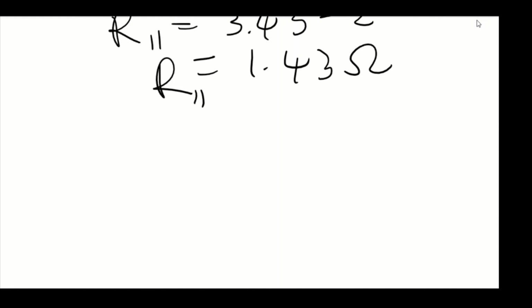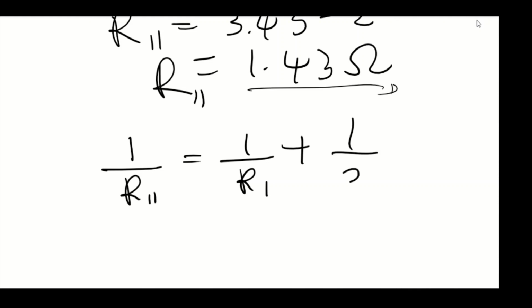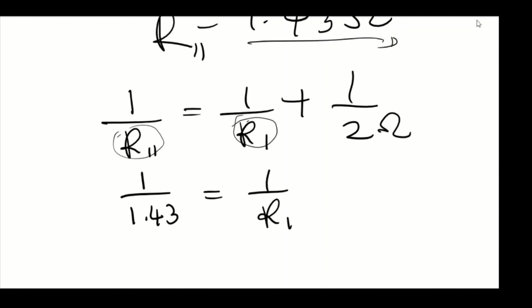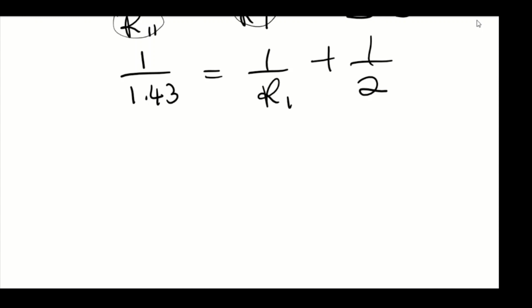Now it will be simpler for us to find the resistor R1, right? To write down your equation for the parallel resistance, you're going to say 1 over R parallel is equal to 1 over R1 plus 1 over 2, which is the 2 ohm resistor, right? For us to find this R1 here, we already know this R parallel. Let me just write the answer. So it's going to be 1 over 1.43 equal to 1 over R1 plus 1 over 2 ohms, right? So you're just going to find the common denominator on your right hand side here.